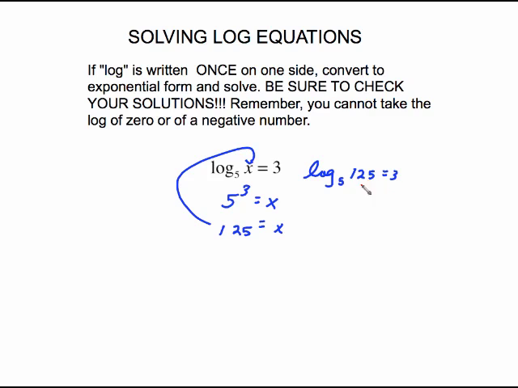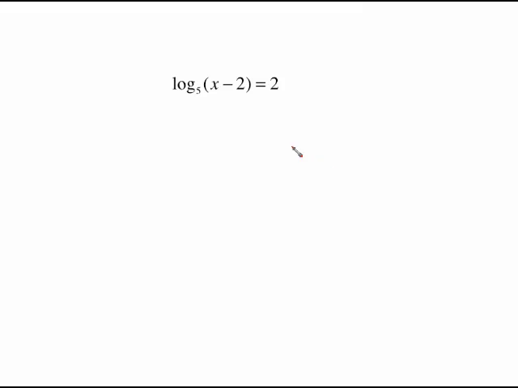But you will find some of these later on in the video that you're going to have to throw a solution out. Very similar to the last one, it's just I have a binomial expression right here, but it's still the situation where logarithm is written one time on one side. So convert to your exponential. 5 raised to the second power equals this expression right here, which is x minus 2. And what we have is a simple linear equation. 5 squared is 25 equals x minus 2. Add 2 to both sides, so we get x equals 27.